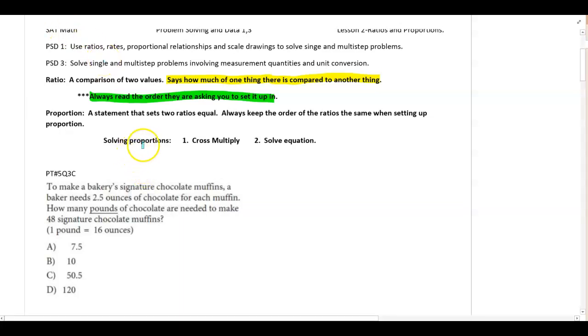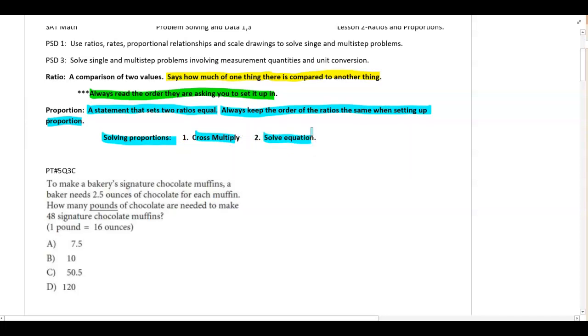Now, once we know what ratios are, then we can talk about a proportion. A proportion is basically a statement that sets two ratios equal. Whenever you set up a proportion, it is always important to keep the order of the ratios the same. And then once we go to solve a proportion, you basically cross multiply and then solve the equation.